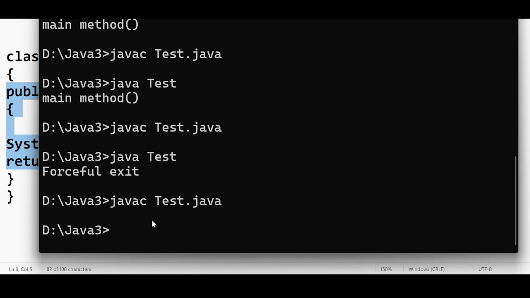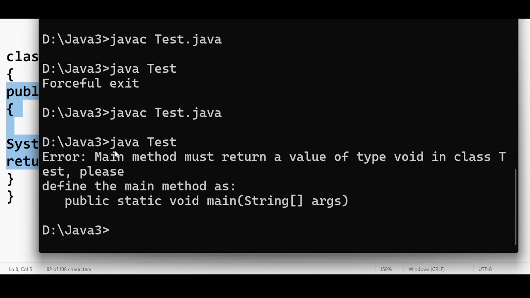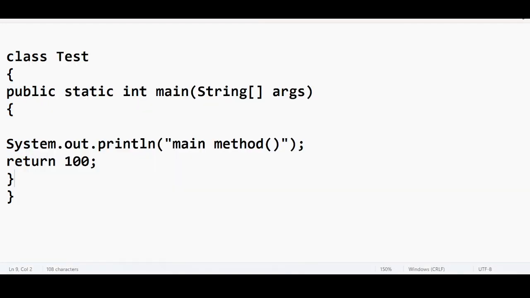The compiler has no issues. During the runtime I will get the error. Runtime will give the error. Compilation is satisfied with the code. It will treat this method as an ordinary method. Yes or no? During the runtime you will get this error.